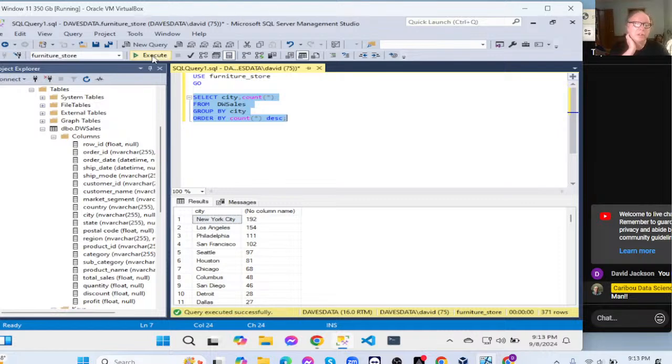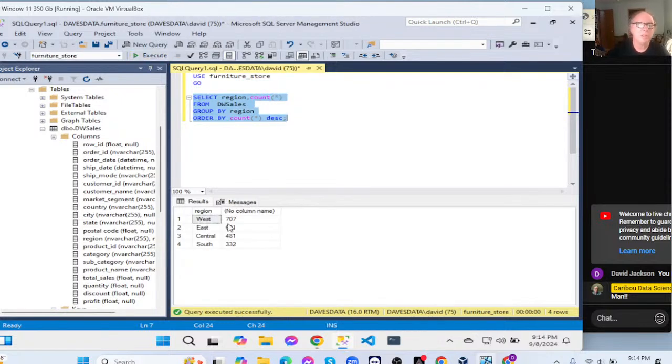What about cities? Are we going to any cities? See, we're getting good information here, okay? That's the most important thing. It may look like we're really kind of piddling around, but we're actually just trying to get a handle on the data. New York City, Los Angeles, Philadelphia, San Francisco. Okay, good. Region.